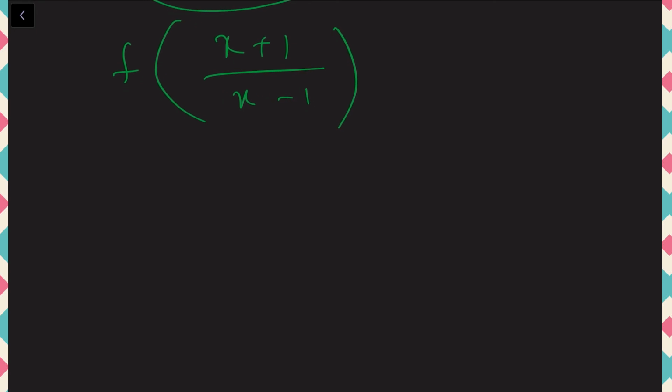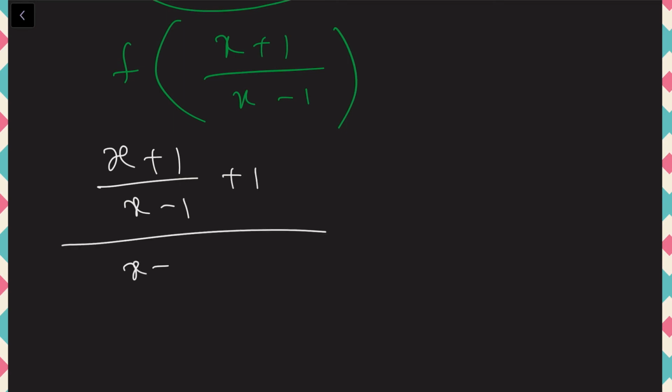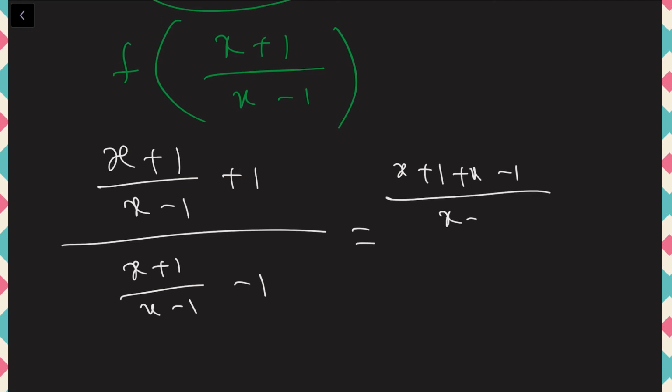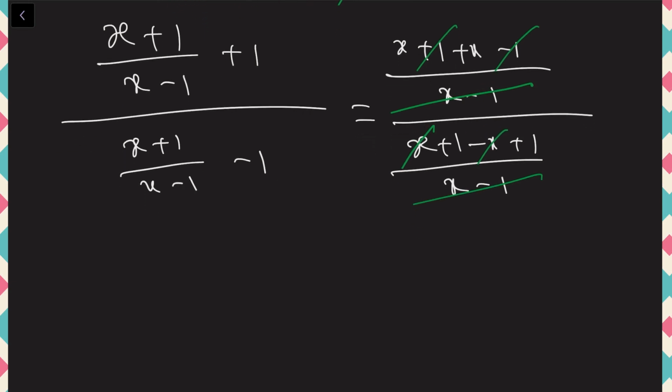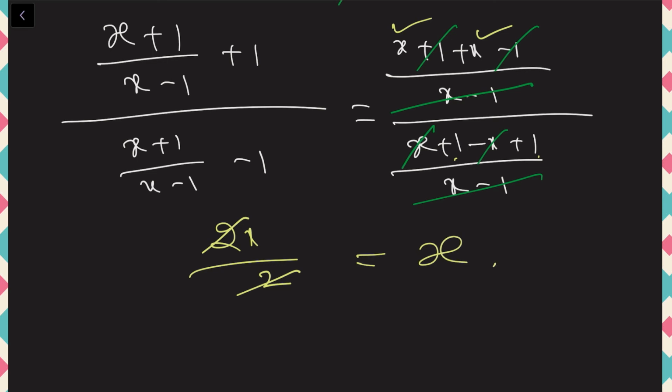So, we have x plus 1 by x minus 1. So, in the place of x, x plus 1 by x minus 1, plus 1, divided by x plus 1 by x minus 1, minus 1, which is equal to x plus 1 plus x minus 1 divided by x minus 1, whole divided by x plus 1 minus x plus 1 divided by x minus 1. Here plus 1, minus 1 cancel. Here plus x cancel. x minus 1 will get cancelled. Then we remain with x plus x, 2x, divided by 1 plus 1, 2. The 2s get cancelled. Then the answer will be x.